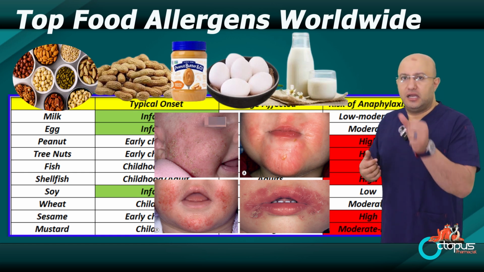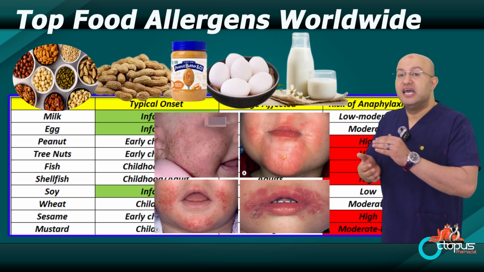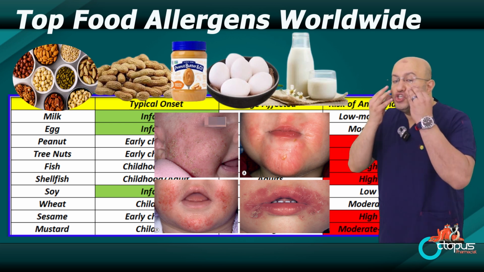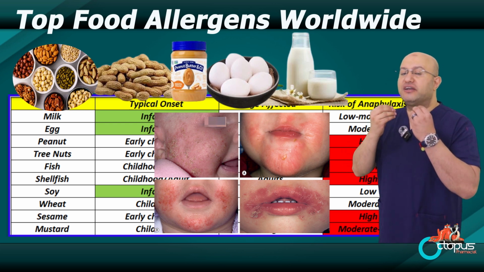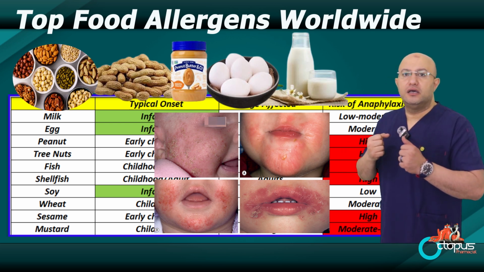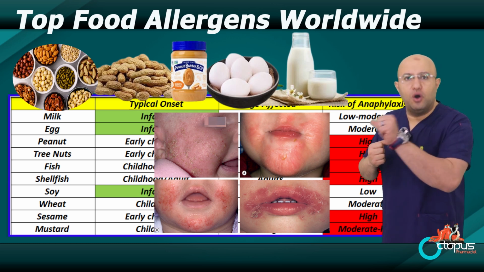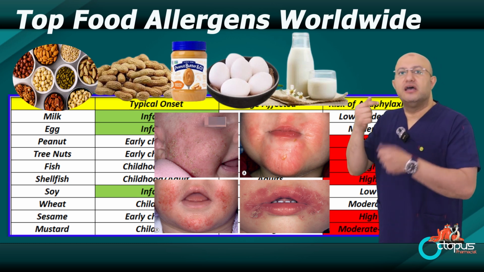5. Soy. Soybeans and soy products, like soy milk, soy-based snacks, and meat substitutes, are becoming more and more common. But soy is also one of the most frequent food allergens, especially in children.